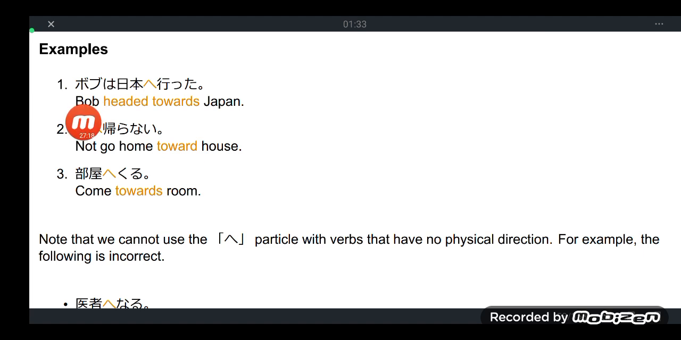So this is not correct. This is not recommendable, this sentence. In this case, rather than using e, it is recommendable to use ni. But I will just show this for the sake of appreciating the use of e and ni. Nihon ni itta. So that's a weird sentence.